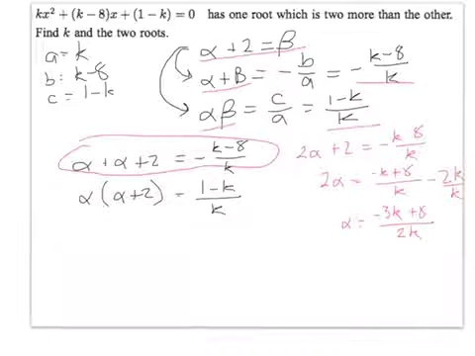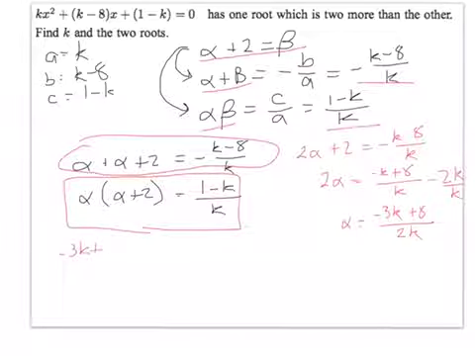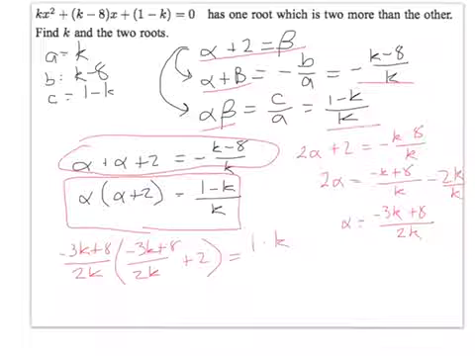Now we'll go ahead and put that in for alpha in our previous equation right here. And so we'll have negative 3k plus 8 over 2k times negative 3k plus 8 over 2k plus 2 is all equal to 1 minus k over k. Now at this point, you can go ahead and put this into a calculator. You can do it by hand as well if you want, right?